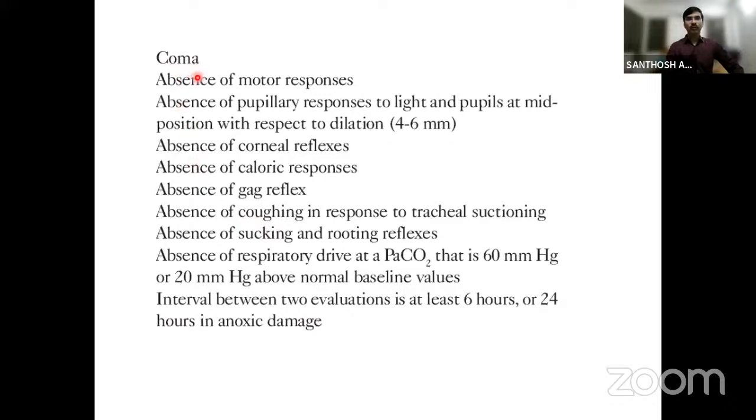So a patient should be in coma and all brain stem reflexes should be gone. These brain stem reflexes include pupillary response to light, corneal and caloric responses, gag reflex, and coughing in response to tracheal suctioning. And this is the apnea breath test, which is absence of respiratory drive at a very high CO2 of 60 millimeters of mercury or 20 millimeters above the baseline value. All these should be documented with two evaluations at least 6 hours apart. Okay.